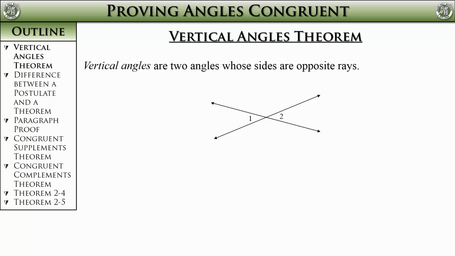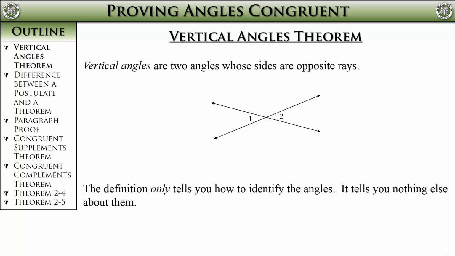Before I get to the theorem, I want to point out that this definition only tells you how to identify vertical angles. It tells you nothing else about them. I will be coming back to that point a few times. Now this picture is pretty simple. However, there will be times when the picture has a lot more going on.